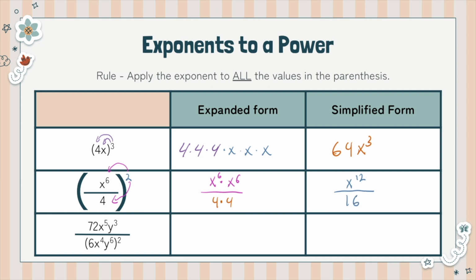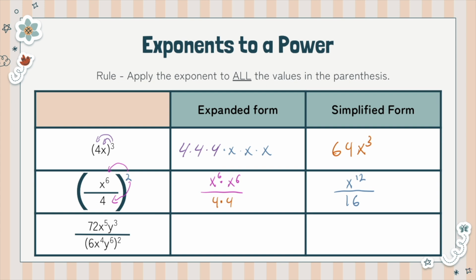Now the last one there, we've got a couple things going on. So on the numerator, we've got 72x to the 5th, y to the 3rd. No powers that need to be applied there. On the bottom, however, we've got 6x to the 4th, y to the 6th, inside the parentheses being squared. So before we go ahead about simplifying by subtracting, because we have things on the top and the bottom, we first need to apply the exponents. We have to use our order of operations and understand that exponents come before multiplication or division in this case.